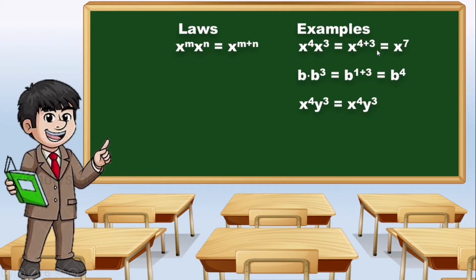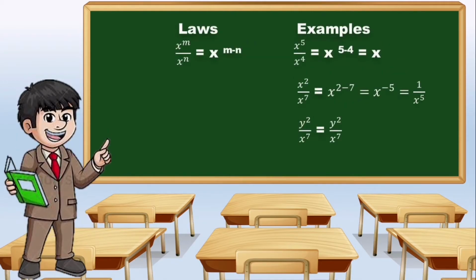So, magiging 7. So, next, b times b raised to 3 equals b raised to 1 plus 3 equals b raised to 4. Next, itong pangatlong example natin, x raised to 4 times y raised to 3, di natin pwedeng i-multiply itong dalawang variable na to kasi hindi sila magkapareha. X ito, y ito, kaya magiging ganito pa rin yung sagot natin.